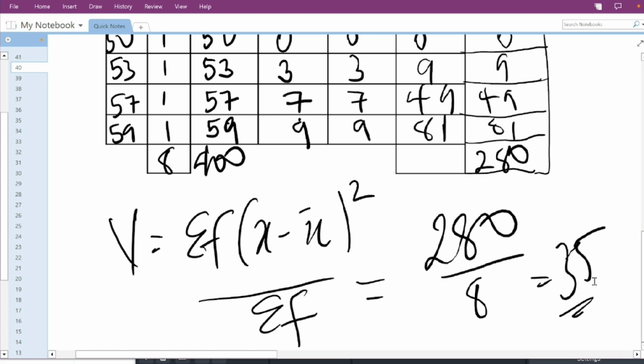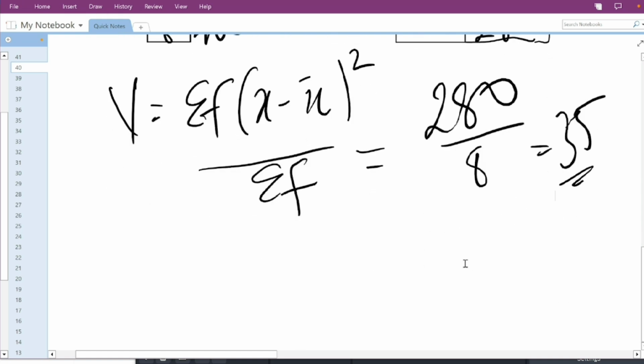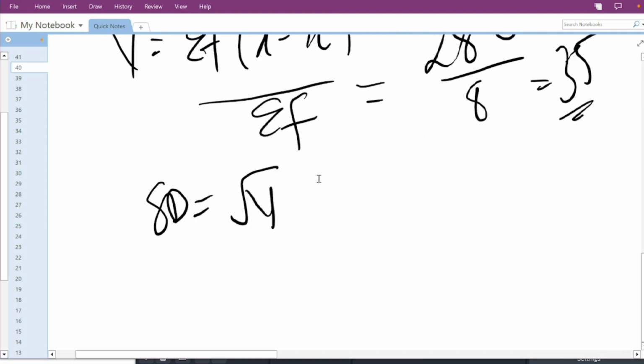If we were also asked to find the standard deviation of this question, we can just find the square root of this 35. That gives us the standard deviation, because standard deviation is the square root of the variance. So after finding the variance, you just find the square root to find the standard deviation.